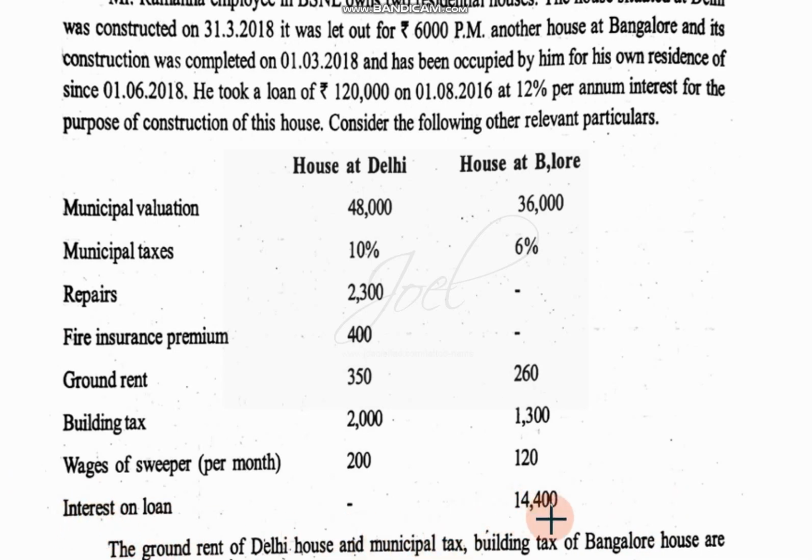Interest on loan is given here as 14,400. That means it is current year interest. For this house, it is current year interest, so we can deduct it.